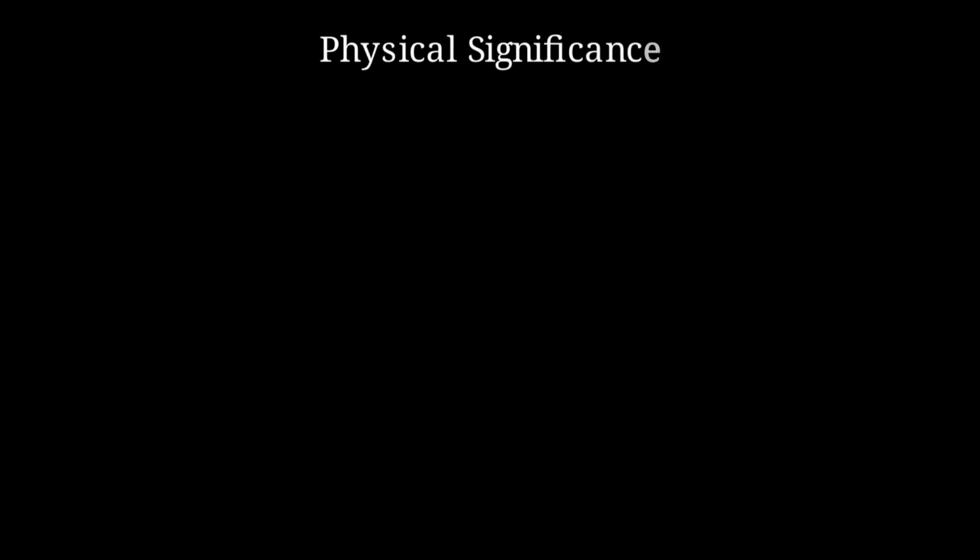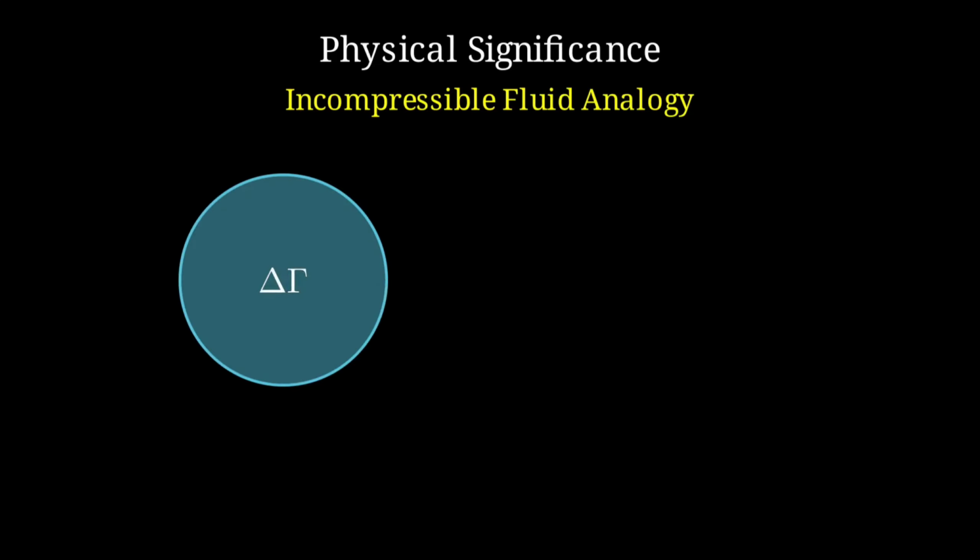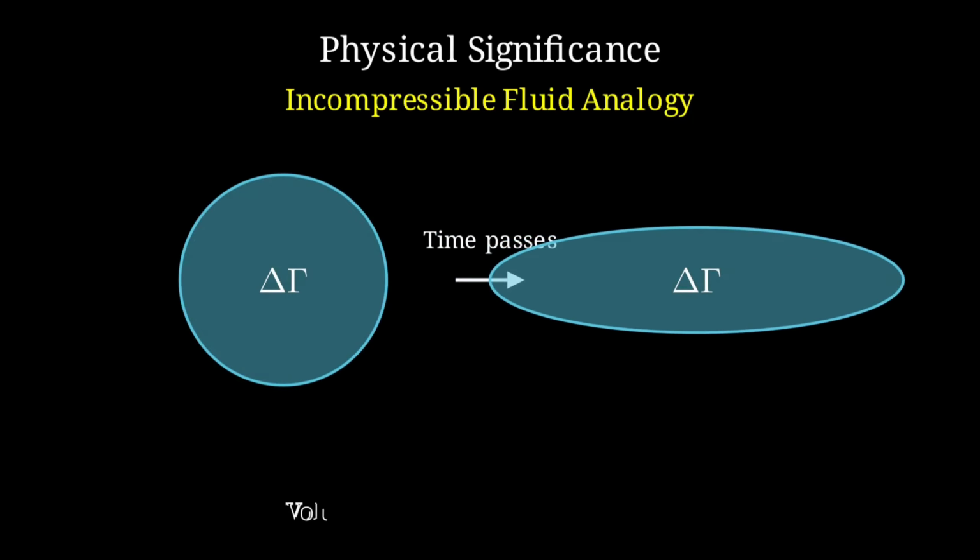This brings us to the physical significance of the theorem, often called the principle of conservation of extension in phase space. It tells us that while the shape of a region of phase points might change as it evolves in time, its total volume remains strictly constant.